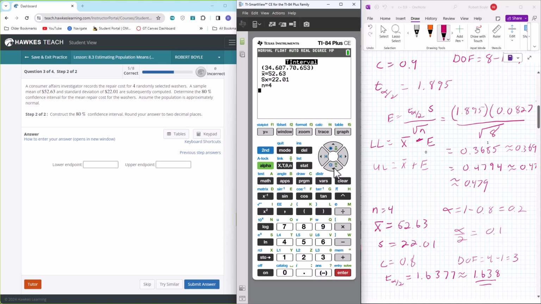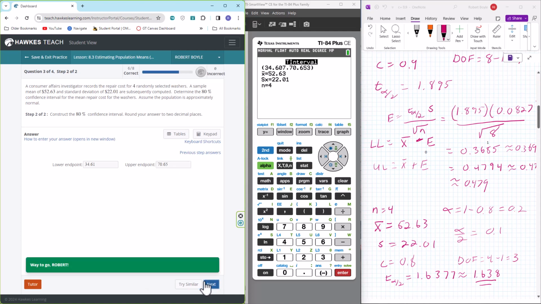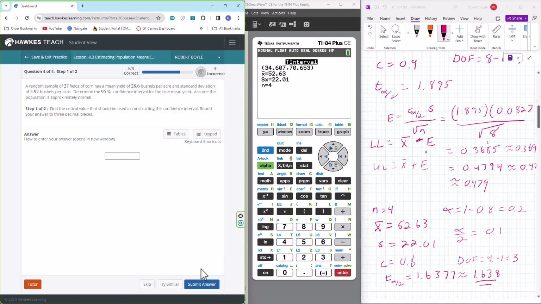Go ahead and calculate. And we want this to 2 decimal places. So this is going to round to 34.61. This is our lower limit, and this is our upper limit, and since my 3rd decimal place is a 3, we're just going to use 70.65. And there you go.